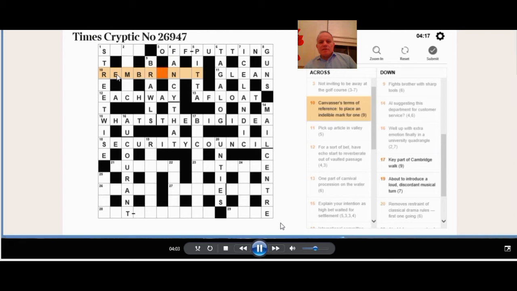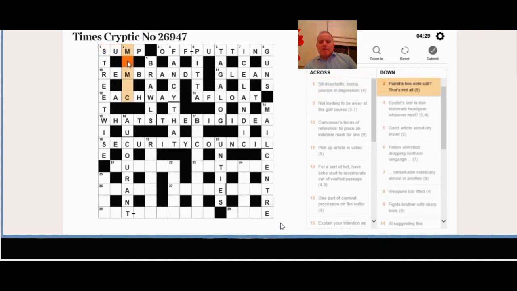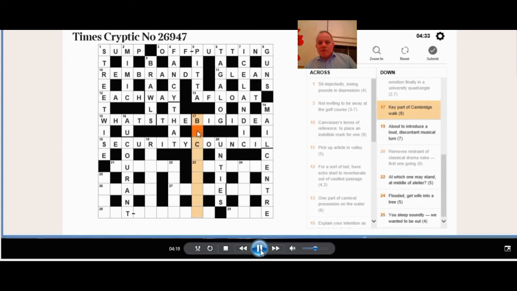So in he goes. Back up, I think, to one across, trying to tidy up the corner and losing pounds in a depression. Well, the depression's hard, but sit dejectedly is slump. You take the L out of that, you've got sump. Two down, parrot is a verb, and its answer is mimic. Two note, call, that's not all. You've got me and me as the two notes, as in do, re, mi. And then call, but not all, is the letter C, which is quite neat.